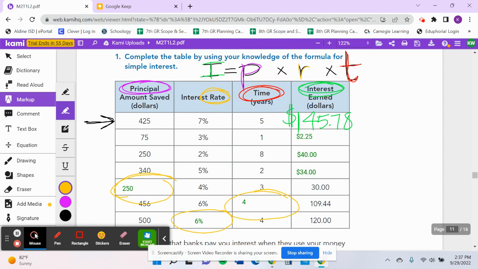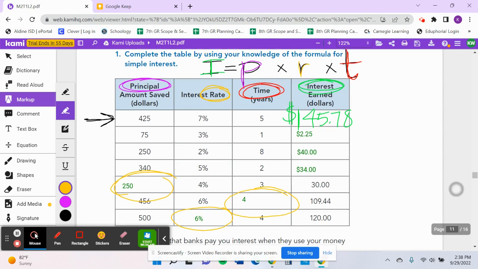And the same thing if you're looking for the amount of time. You would multiply the principal times the rate and divide that by the interest. And the same thing for the rate. I think we get the point. Now let's continue on to question number 2.